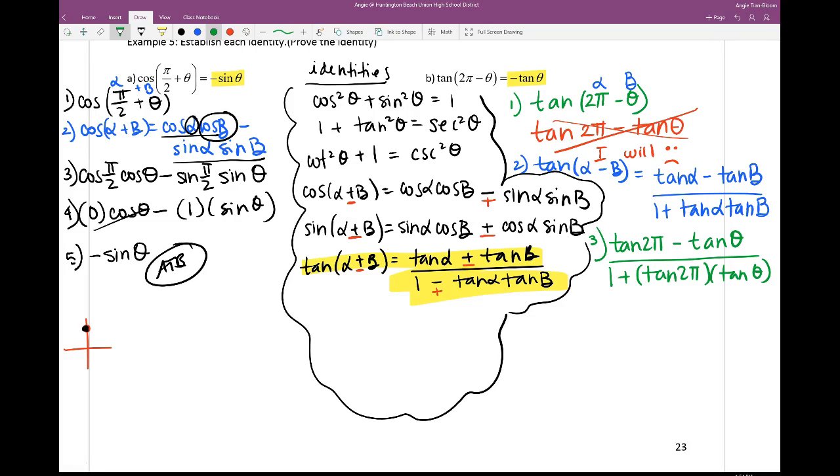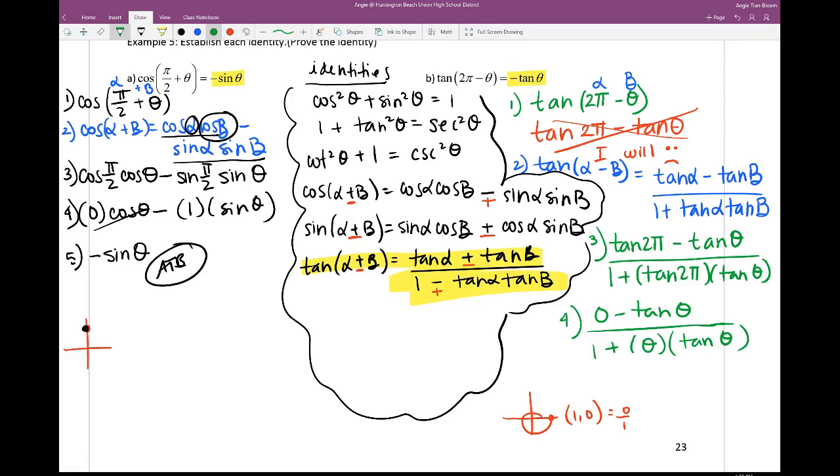Okay. Well, let's find out where 2 pi is. 2 pi is 2 right there. Tangent, and that location is 1, 0. Tangent is y divided by x. So if you think about it, it is really 0 divided by 1. So tangent of 2 pi is 0. That's right. So step 4, 0 minus tangent of theta divided by 1 plus, yes, you write all of this out again.